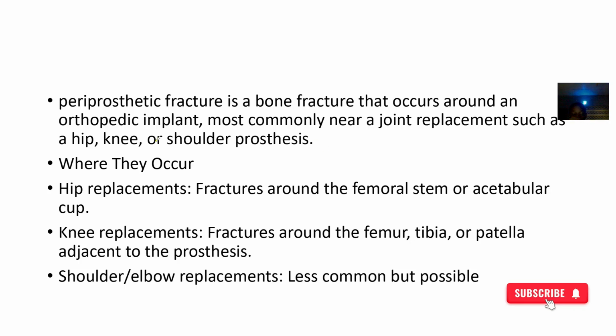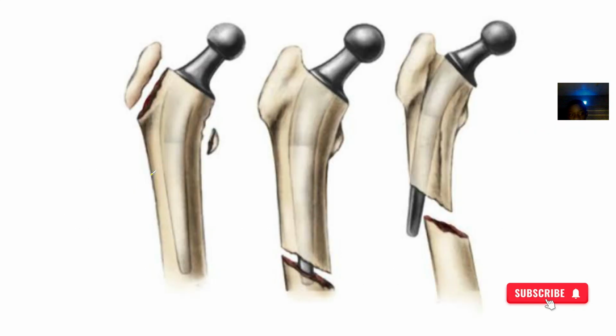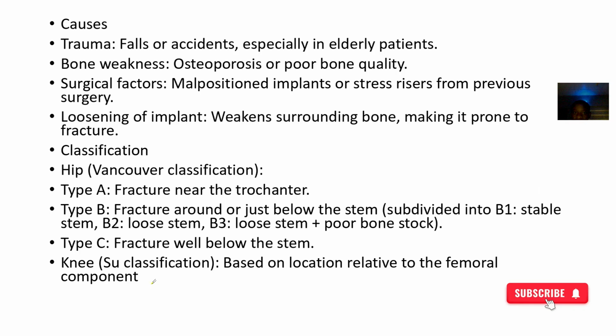So where it occurs mostly is at a hip replacement joint. Okay, this one too is hip, but just know that you can also have knee replacement fracturing. You can also have replacement at the elbow fracturing. You can also have replacement at the shoulder joint fracturing. So causes is mainly trauma, bone weakness, maybe some surgical factors like some malpositioned implants, and also sometimes loosening of the implants.